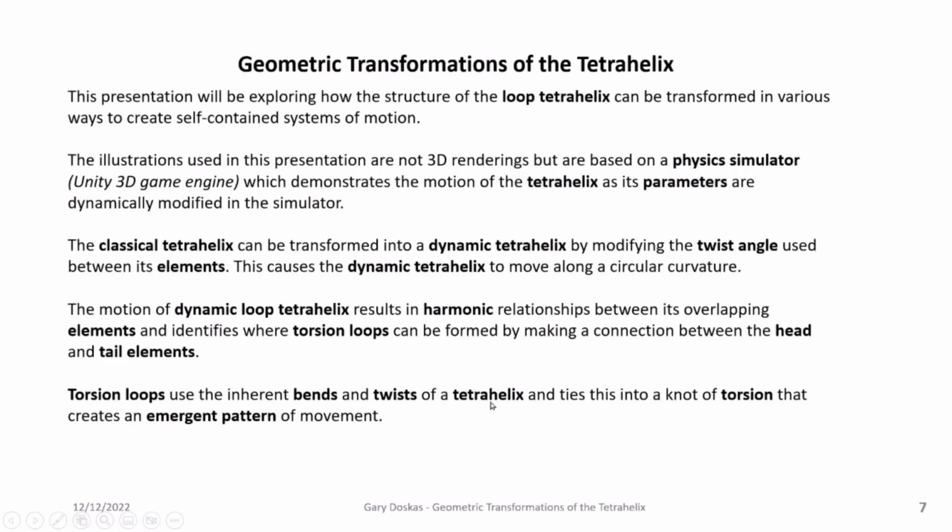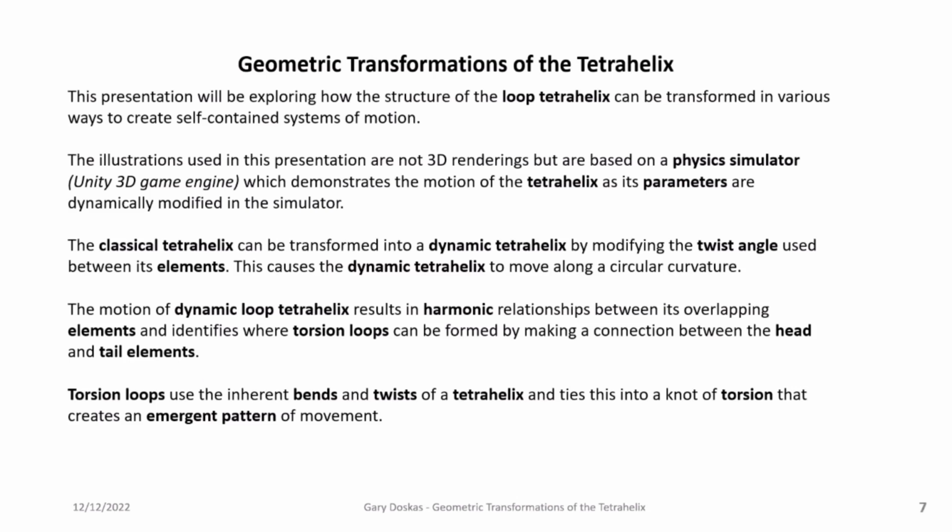So a summary of what I'll be talking about is we'll be exploring the loop tetrahelix and how it can be transformed into various ways to create these self-contained systems of motion. Now, the illustrations in this presentation are not 3D renderings, but they're based on a physics simulator. In this case, it's the Unity 3D game engine. And it demonstrates the motion of the tetrahelix as its parameters are dynamically modified in the simulator.